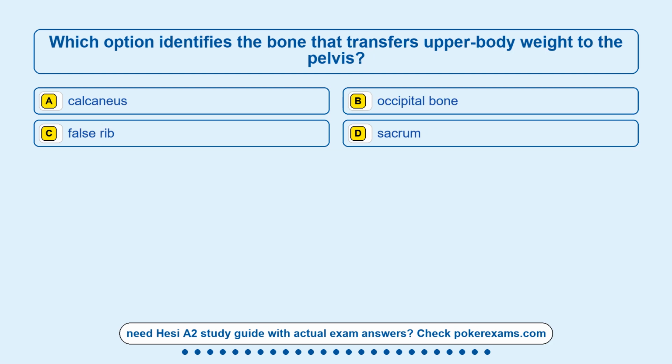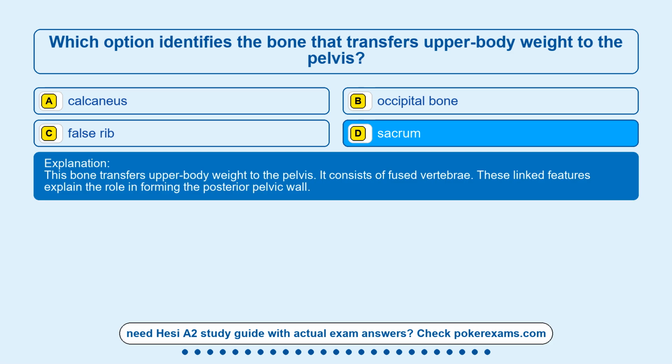Question 20. Which option identifies the bone that transfers upper body weight to the pelvis? Option A, calcaneus. Option B, occipital bone. Option C, false rib. Option D, sacrum. The correct answer is option D, sacrum.